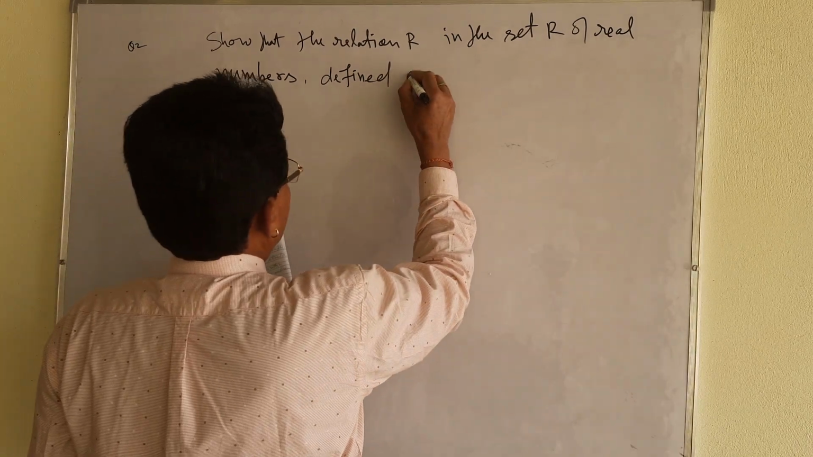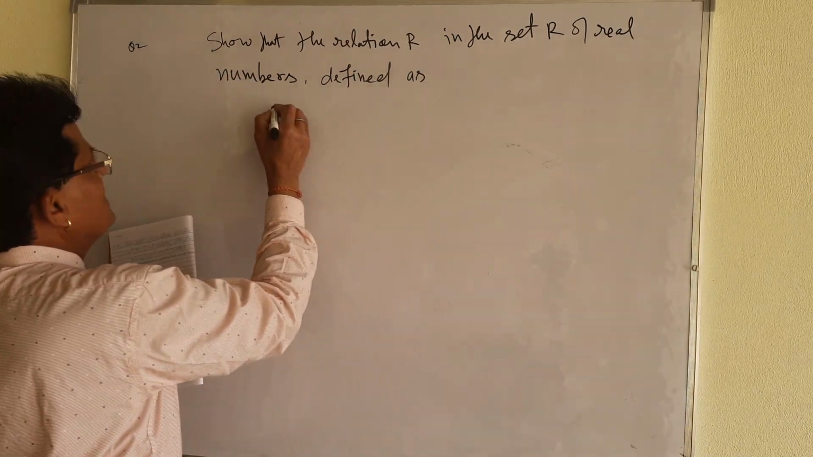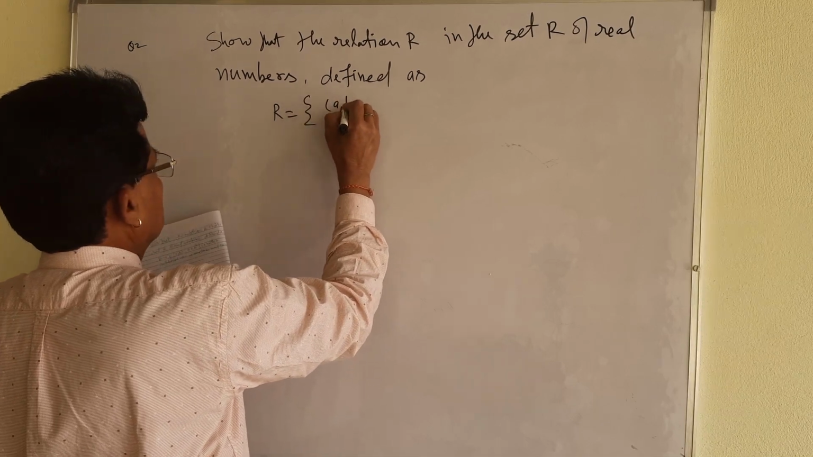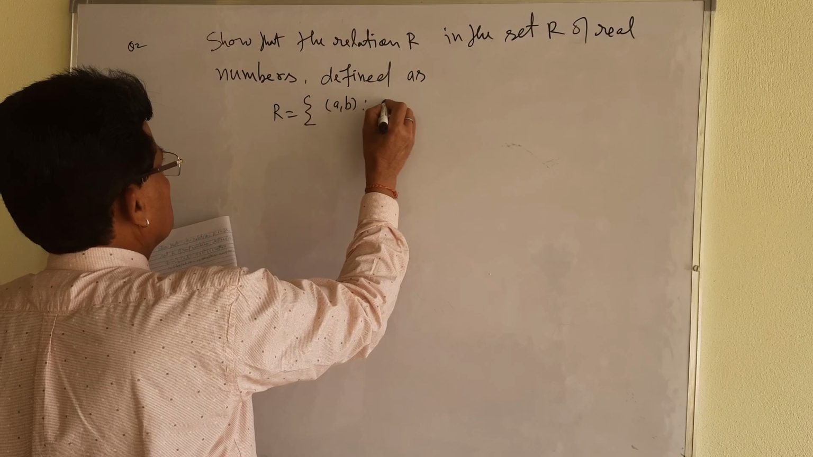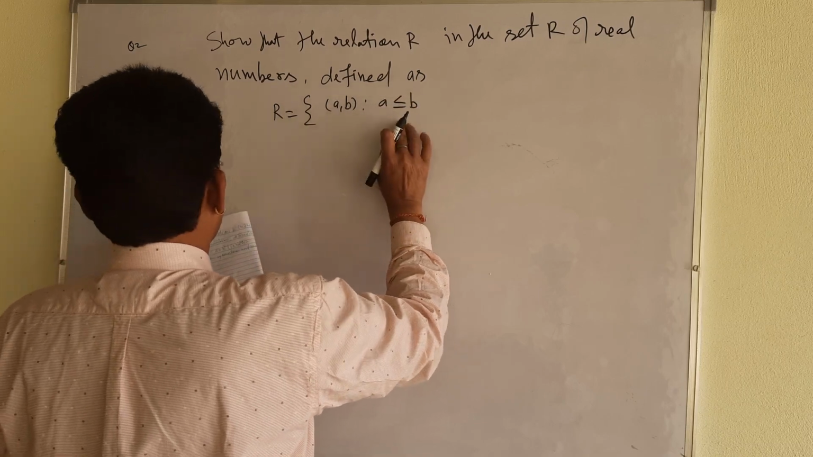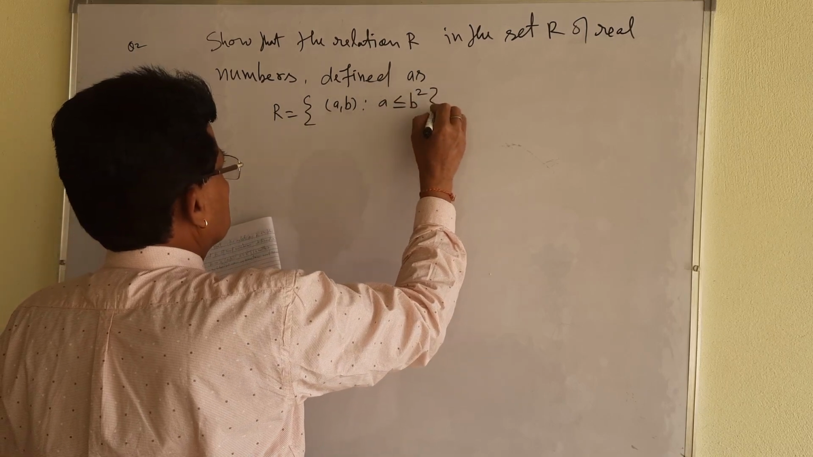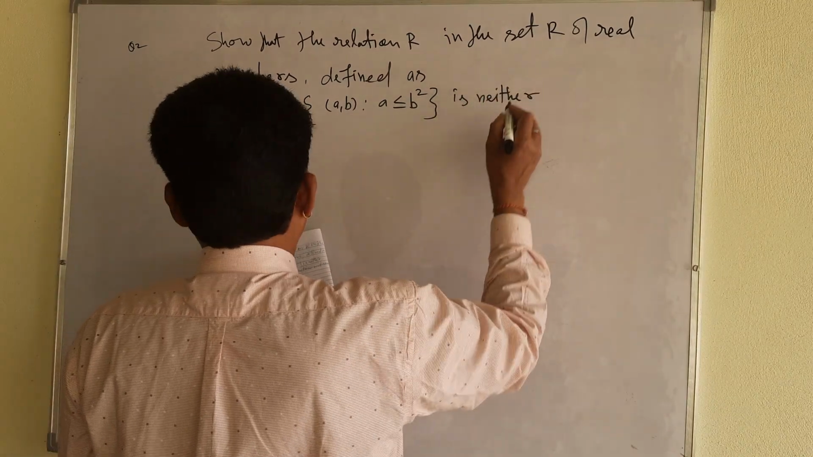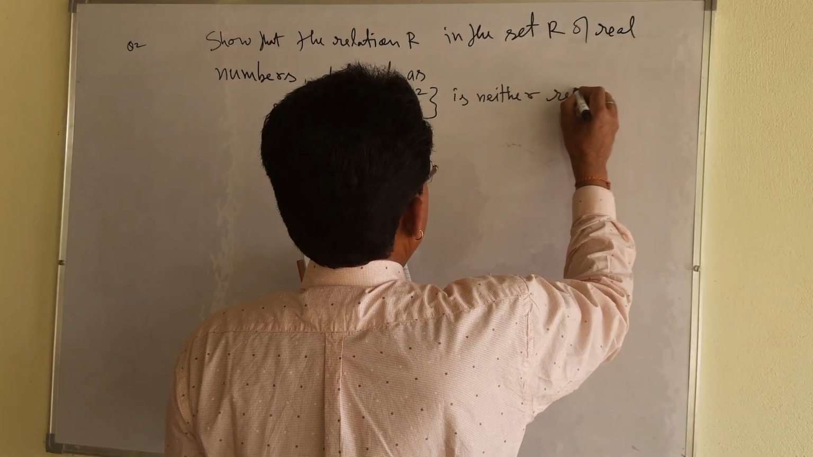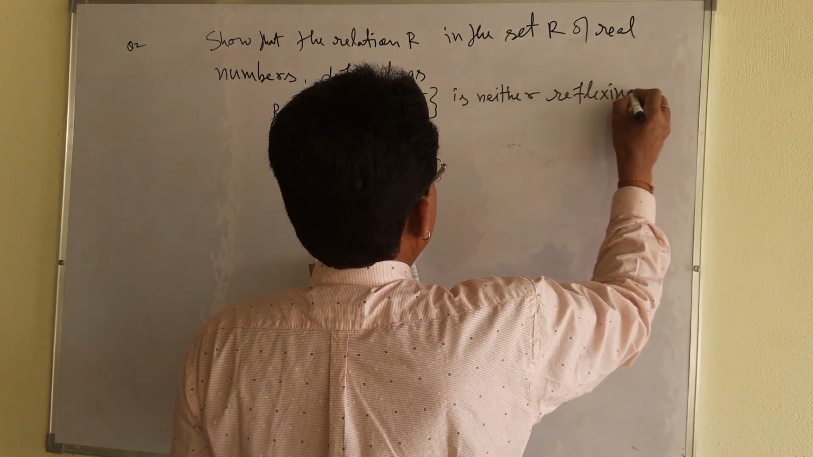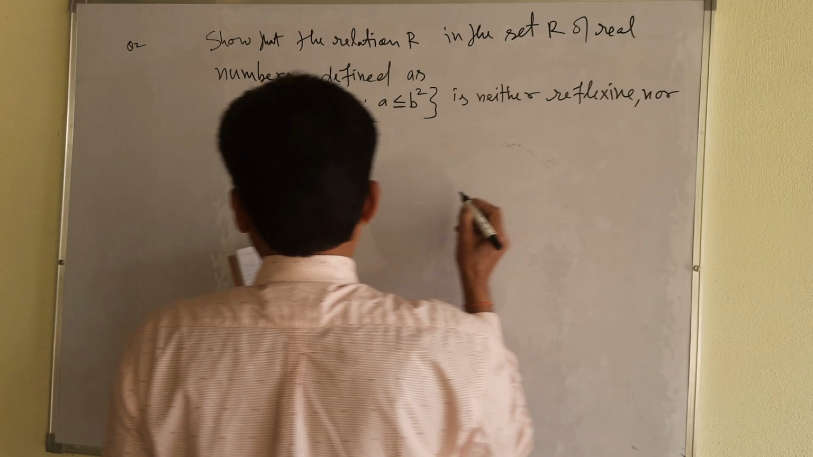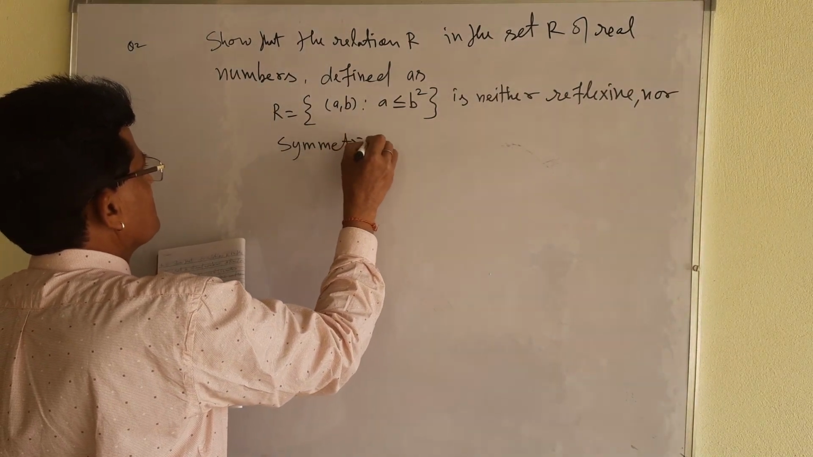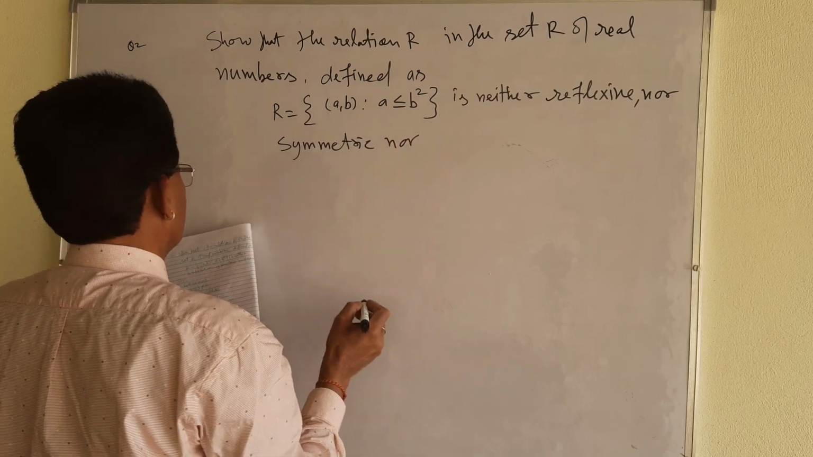R is to be defined as per the concept which is given. You must solve it such that A is less than B. This condition you must follow while you are solving the question. Show that R is neither reflexive, nor symmetric, nor transitive.